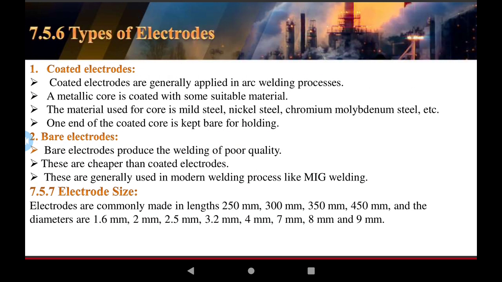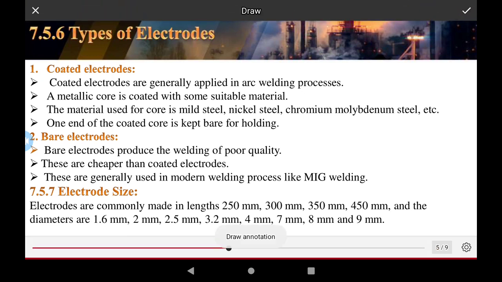Types of electrode and the application of the electrode in the welding operation. The coated electrode. Coated electrodes are generally applied in arc welding processes, and the metallic core is coated with some suitable material. The coating is a non-conductor material on the cables. The materials used are mild steel, nickel steel, chromium molybdenum, etc. And the coated core is for holding the electrode. The body of the electrode produces the welding polarity.